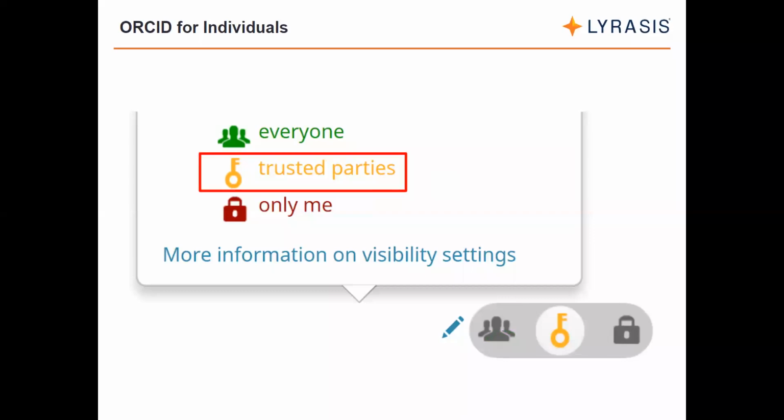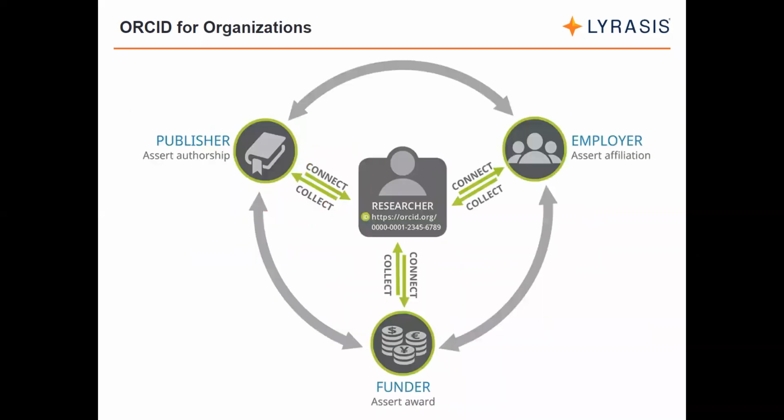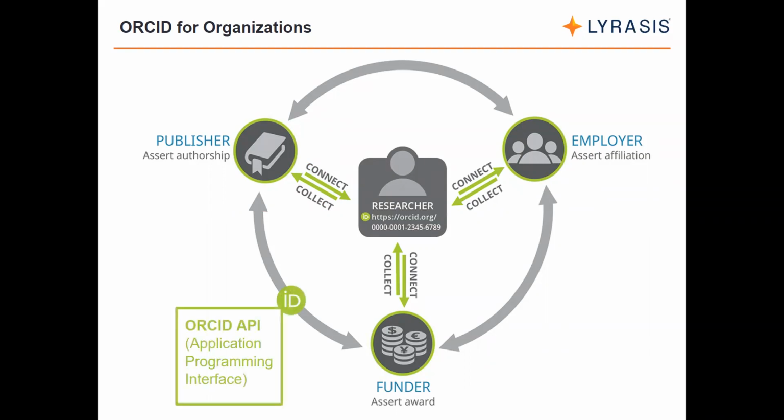When individuals interact with their ORCID record, they log in at orcid.org. But organizations can also interact with individuals' ORCID records as trusted parties using the ORCID API, which stands for Application Programming Interface. Participating organizations like publishers, funders, and research institutions can use the ORCID API to interact with their affiliated researchers' ORCID records in a few different ways, and we'll explore those in a minute.